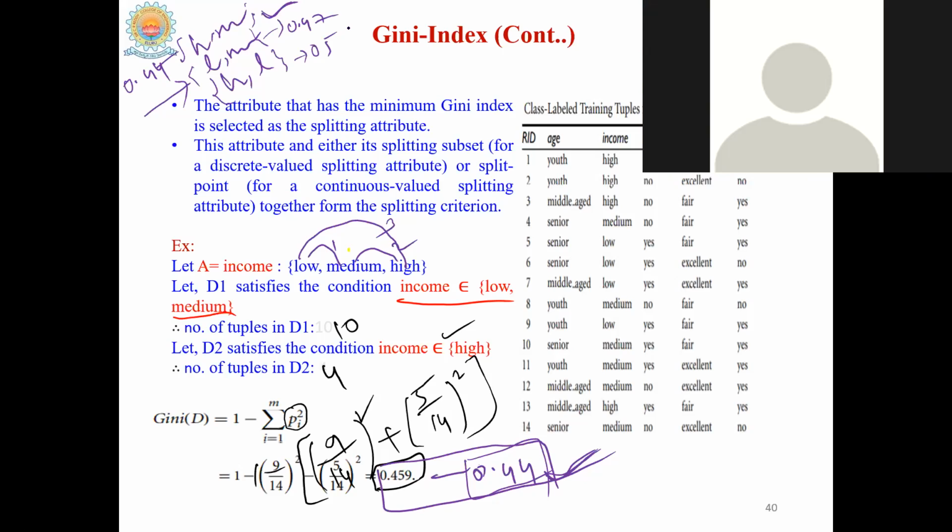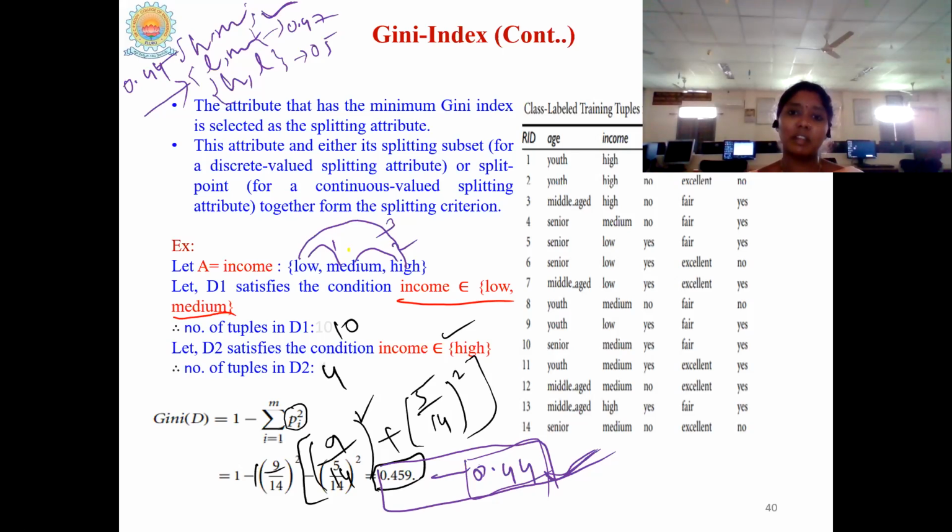High medium. Which subset? Somebody mute us. It creates a lot of disturbance.